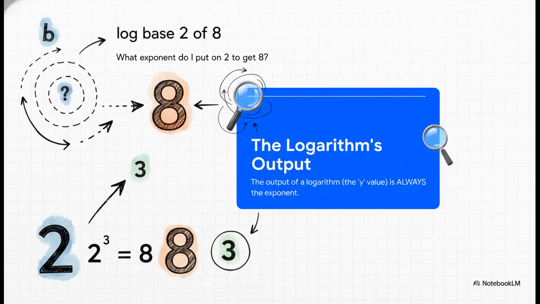And this leads us to the single most important definition of all. Seriously, the answer to a logarithm is always the exponent, always. When you see an expression like log base 2 of 8, the question it's secretly asking you is this: what exponent do I need to put on 2 to get 8? And the answer, of course, is 3.